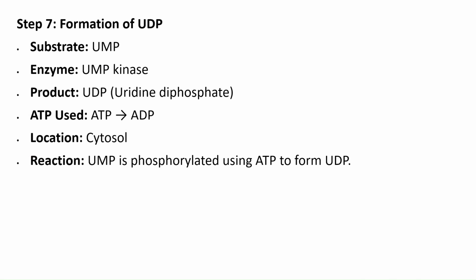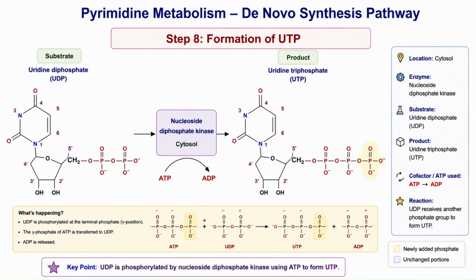Coming to the notes, you have to write: UMP is phosphorylated by UMP kinase using the ATP molecule to form UDP. This simple phosphorylation step helps increase the energy level of the nucleotide and prepares it for further conversion into triphosphate forms, because ultimately we need triphosphate forms.